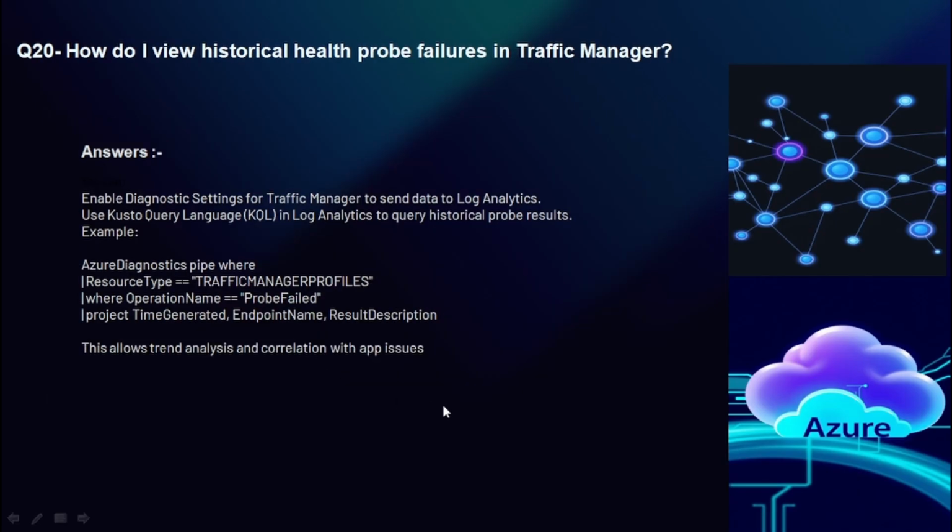Now next question. How do I view historical health probe failures in Traffic Manager? You can enable diagnostic settings for Traffic Manager to send data to Log Analytics. And then you can use a KQL query in Log Analytics to query historical probe results. For example, AzureDiagnostics, pipe, where ResourceType is equal to TRAFFICMANAGERPROFILES, vertical bar, where OperationName is equal to ProbeFailed, vertical bar, project TimeGenerated, EndpointName, ResultDescription. This allows trend analysis and correlation with app issues.